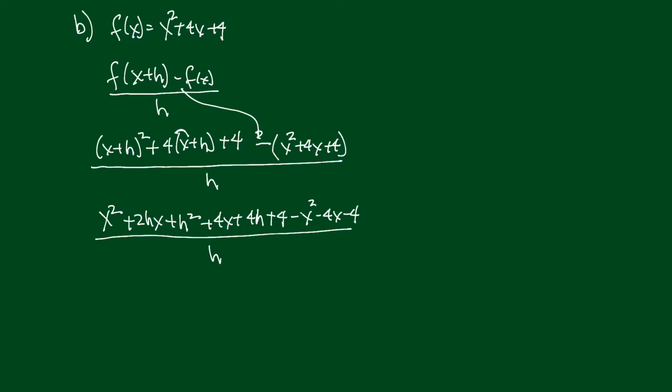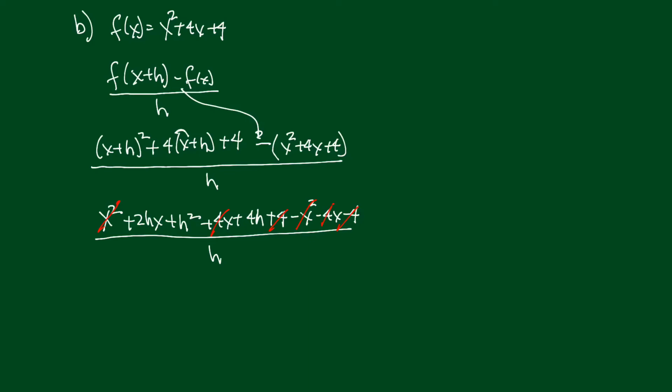So if I'm doing this correctly, everything without an h should cancel. What about this one? No h, right? So x squared minus x squared, those cancel. That's gone. What else? No h. So 4x minus 4x, those cancel. Those are gone. One more. There's a 4 minus 4, those are gone.